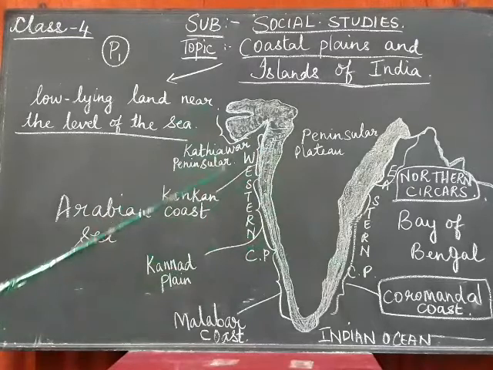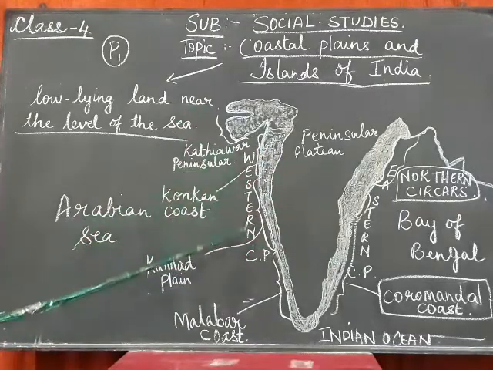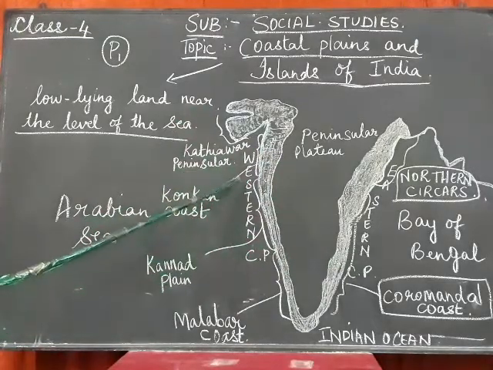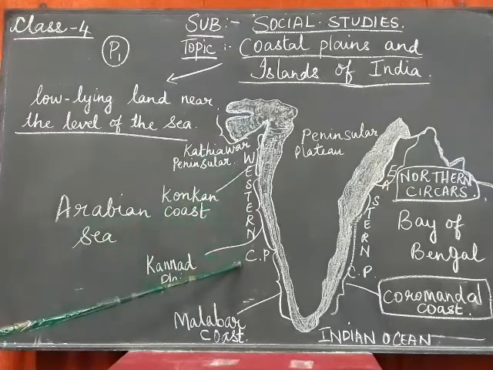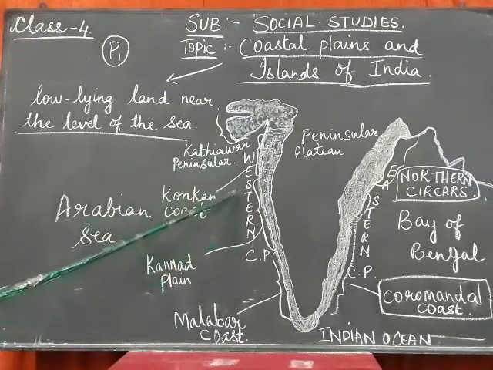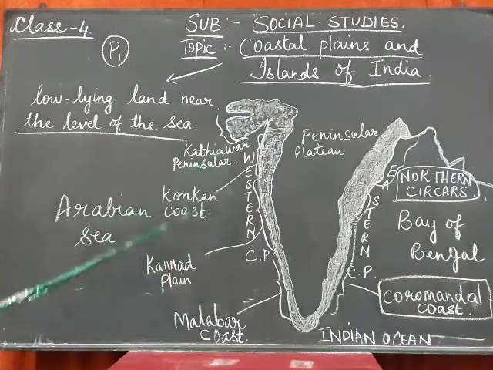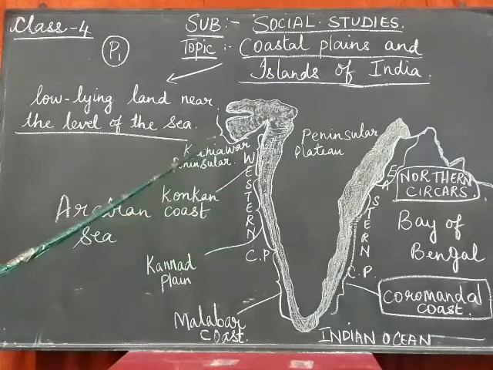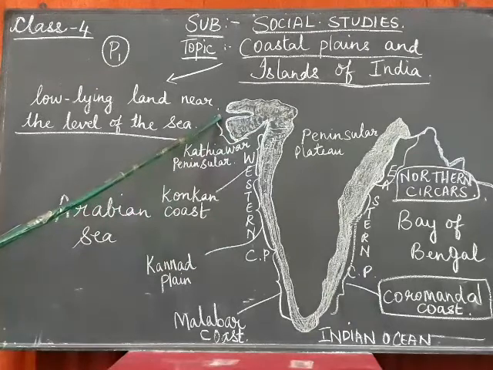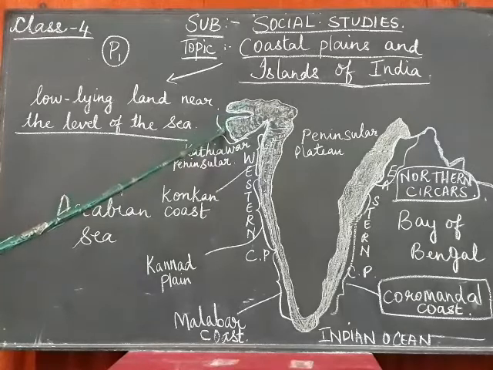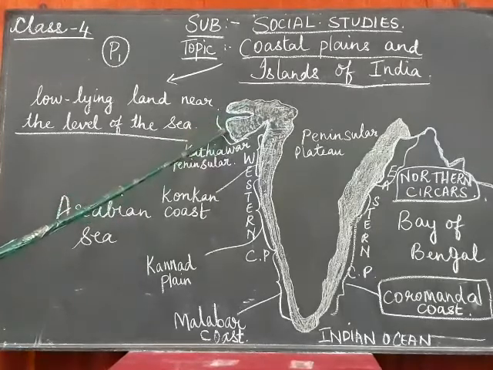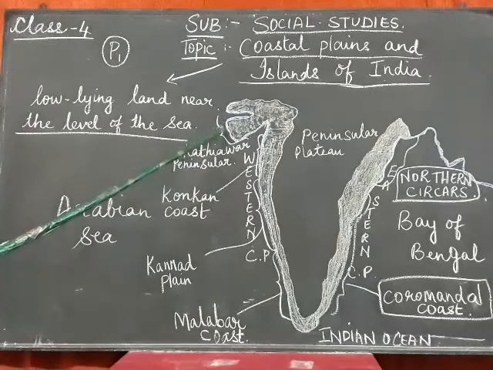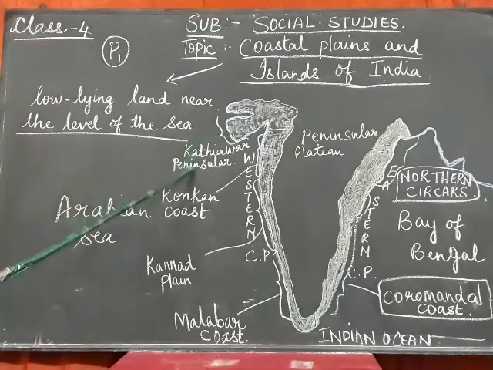Now we will move on to the parts they are divided into. First we will see the western coastal plains. Mostly, the western coastal plains are divided into three parts, approximately. Now here we have the Kathiawar Peninsula in Gujarat. So this is a peninsula. We can also call it the Gujarat coast, but it is not given in your book. In your book it is given as Kathiawar Peninsula.